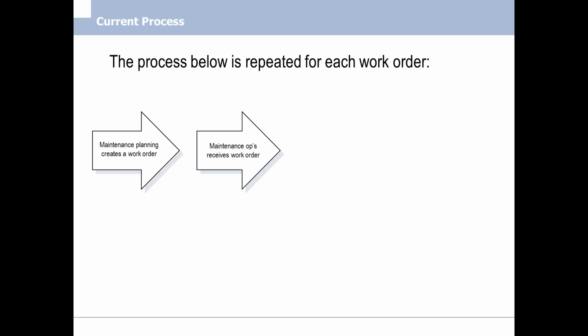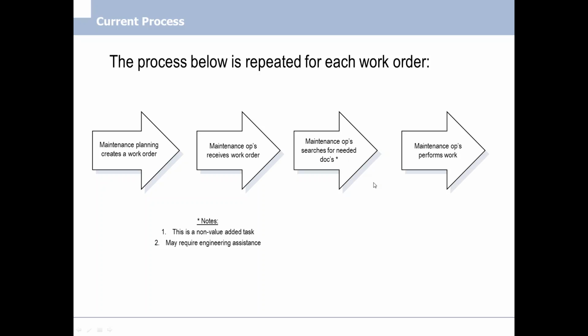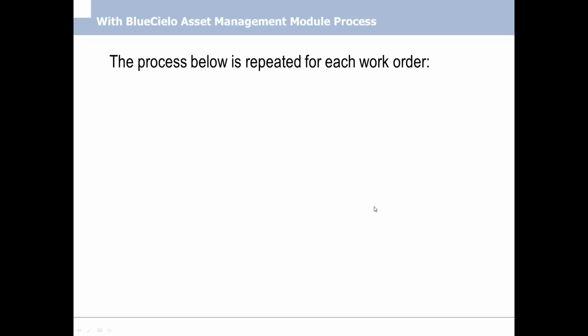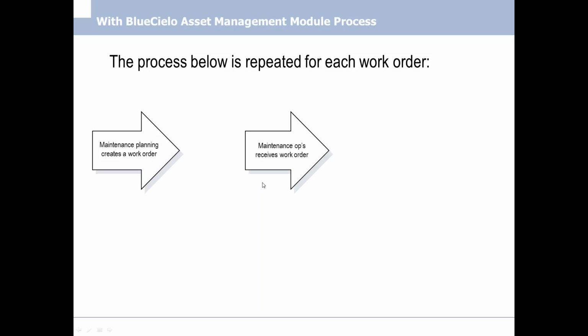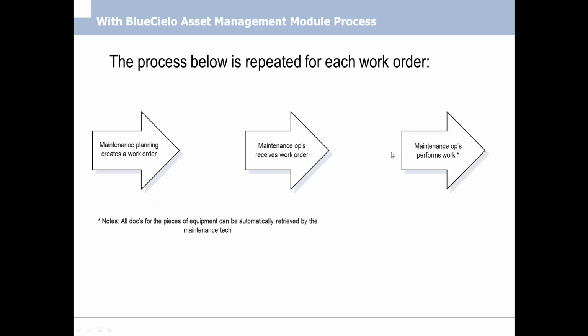So now, currently when somebody receives a work order, they need to go find the documents, which takes time. Hopefully they're the right documents. Then they can perform the work, where the idea is with the asset management module, maintenance planning creates a work order, links the equipment records to it. Maintenance receives the work order. That whole step of finding the documents is gone.